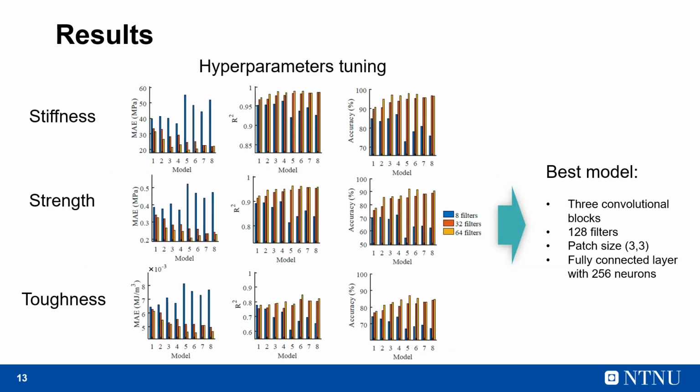So it's important to say that for the deep learning model, we found the best model. We optimized our deep learning model, evaluating 24 models in total for the three mechanical properties, and the parameters that we changed were the number of filters in the convolution layers, the patch size in the convolution layers, and the number of convolutional blocks in the deep learning model. So these are the parameters of the best model that we found after the tuning.